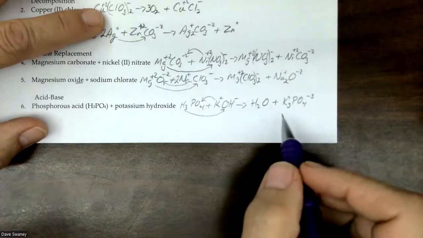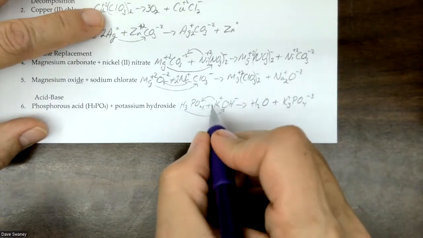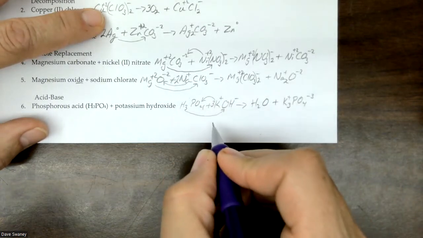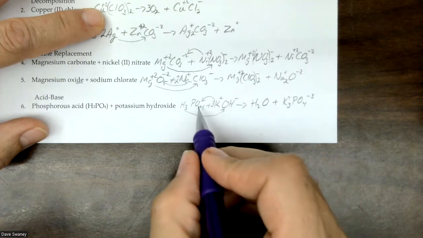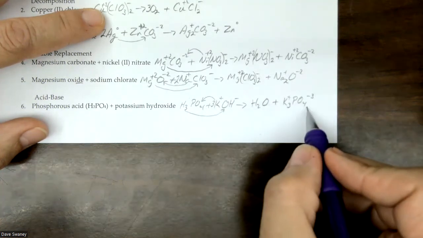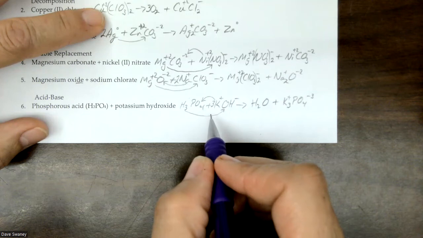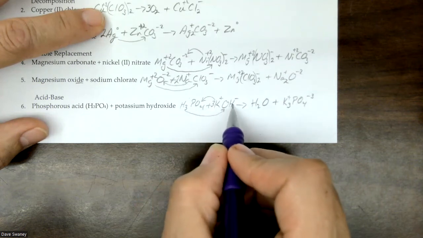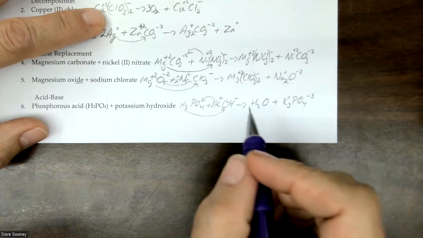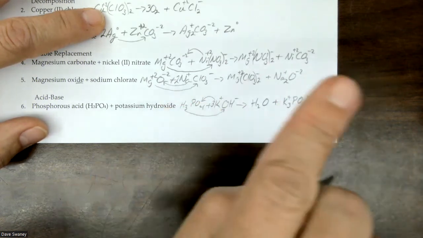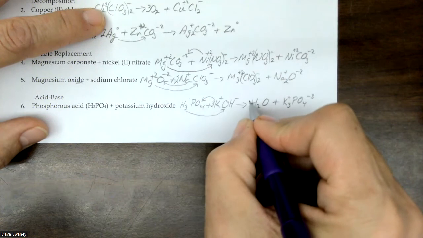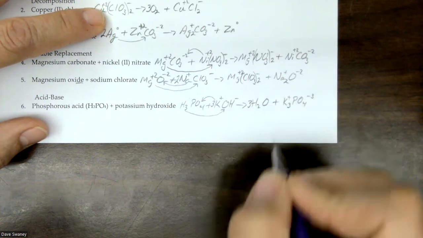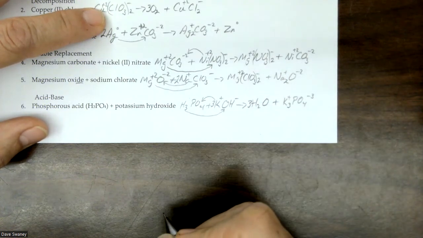And then we can balance it left and right. 3 Ks come out, so there must have been 3 that go in. One set of PO4, one set of PO4. How many H's are on the left side now? 3 and another 3, so that is 6. 6 go in, so 6 had better come out. And 3 sets of 2 would be 6 coming out.